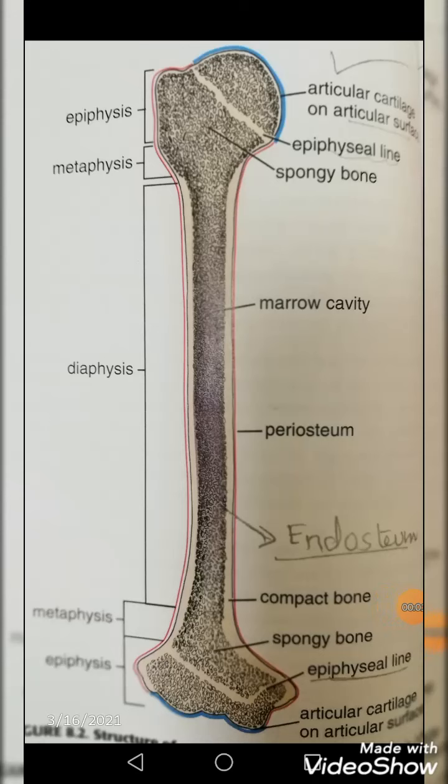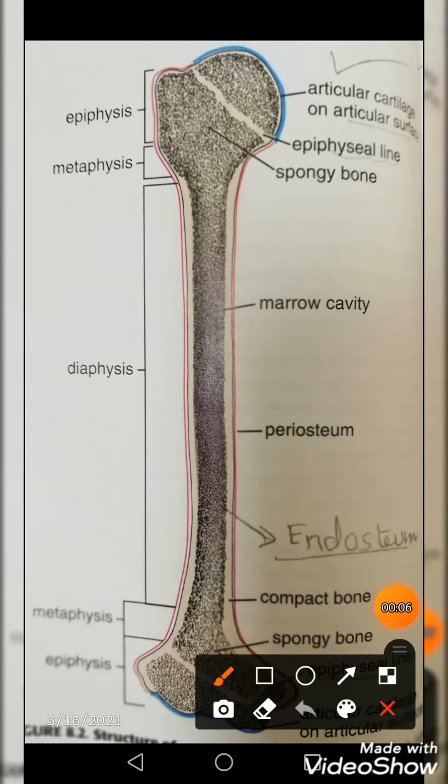Now you can see the parts of a long bone. Here we first discuss its upper end, which is expanded and bulbous. It is labeled as the epiphysis. It is filled in its center by spongy bone, and on its outer side there is a thin layer of compact bone, and on its very outer side there is the articular cartilage, made up of hyaline cartilage, on its articular surface here.